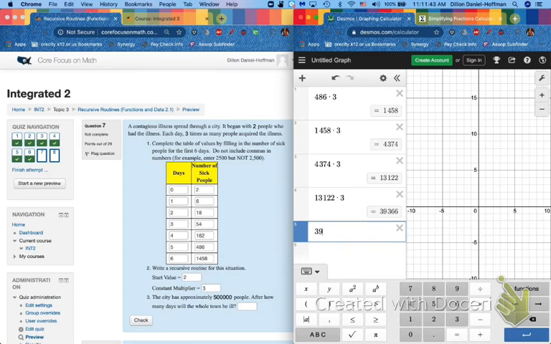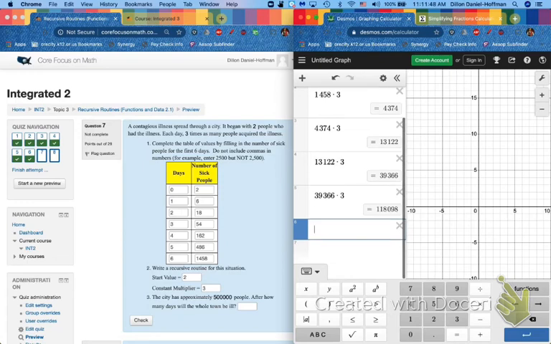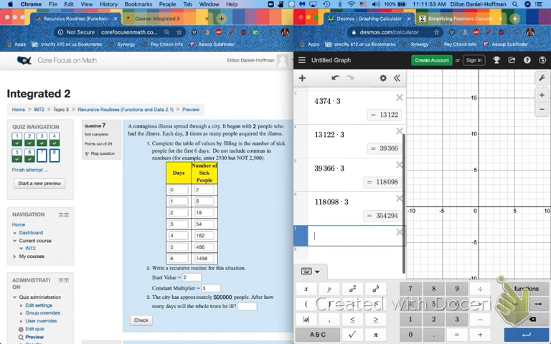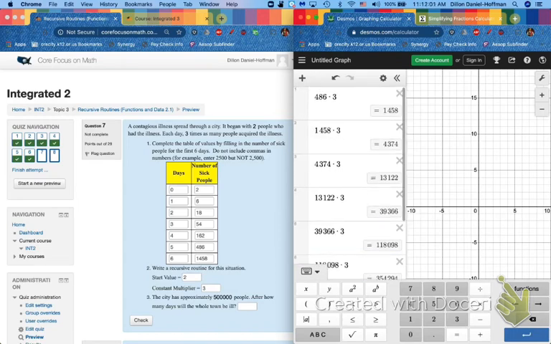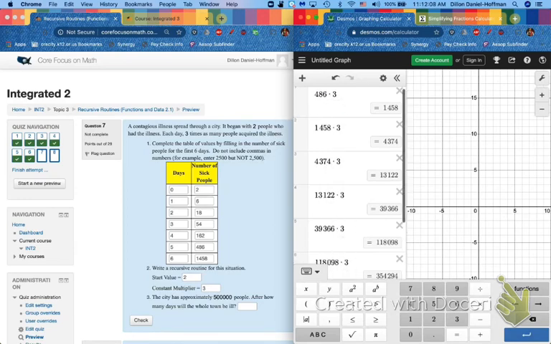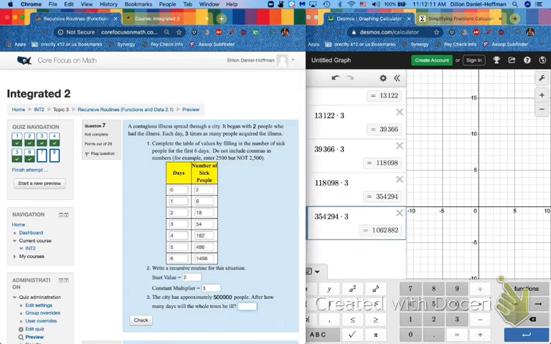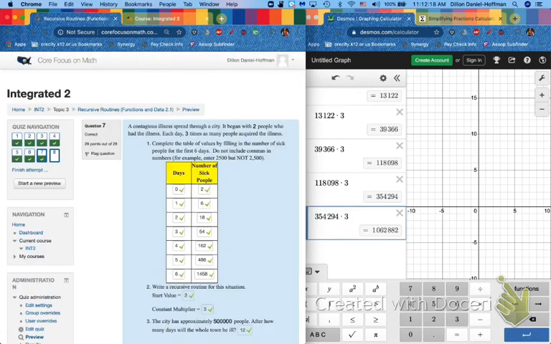39,000. We're getting close, people. 118,098 times 3. There it is. Okay. So that would be this is day 6. So 7, 8, 9, 10, 11, 12. Day 12. Come on. Show me that green check mark, whatever you are. Oh, thank the Lord. All right.